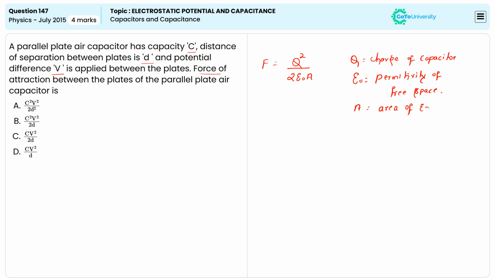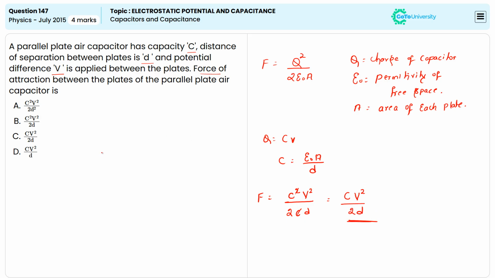Here, we know that Q is equal to C times V, and the capacitance C is defined as C is equal to epsilon naught A divided by D. Then F is equal to, Q we can write as C square into V square divided by 2 times C into D, where this square and C will get cancelled. Then the force is equal to CV square divided by 2 times D.